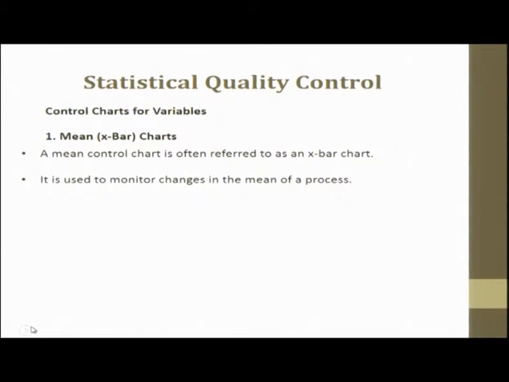Let me come to the very commonly used chart, that is the mean or X bar chart. A mean control chart is often referred to as an X bar chart. It is used to monitor the changes in the mean of a process. Mean we can take only when the data is continuous, that I have said. So, it will plot the X bar chart specifically.